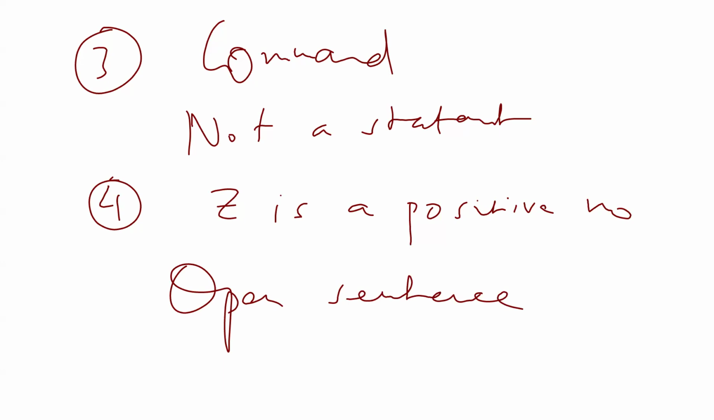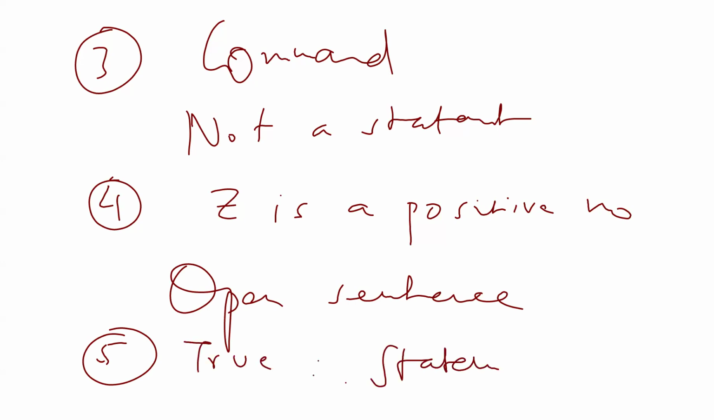5. A plus B the whole square is equal to A square plus 2AB plus B square. It's true. Therefore, it's a statement. The previous one, it's an open sentence. Therefore, it is not a statement.